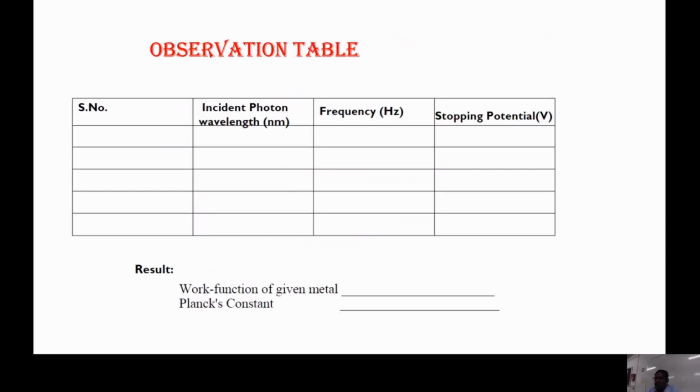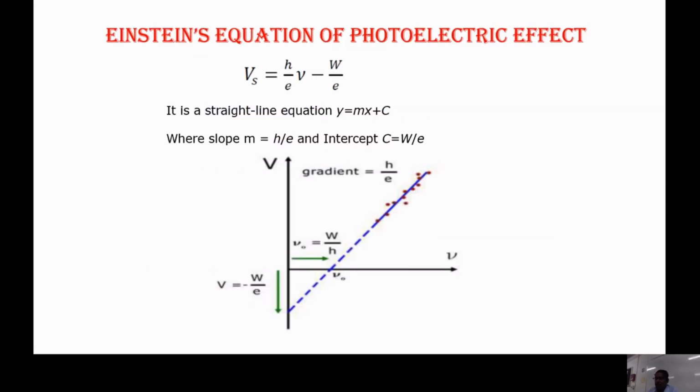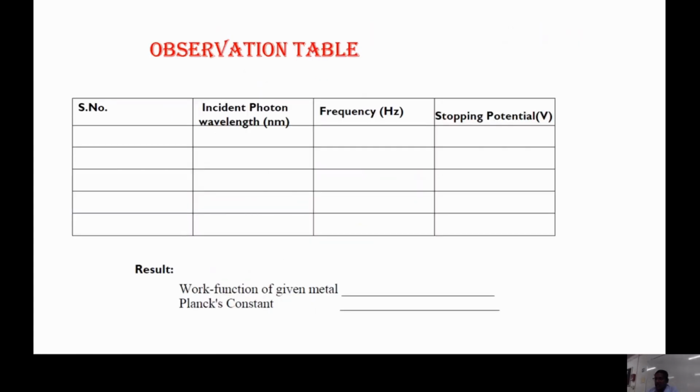So here you have the observation table. Once we have the incident photon wavelength, we can calculate the frequency using the relation c equal to nu lambda, where c is the speed of light, nu is the frequency, and lambda is the wavelength. Having the frequency, we can perform the experiment for various frequencies, thereby calculate the stopping potential, and hence plot the graph between the frequency and the stopping potential. Once you have the data points, you can find the slope, from which you can establish the value of Planck's constant, and from the y-intercept you can determine the work function of the given metal. Having known the theoretical part, now we are in a position to learn the experiment.